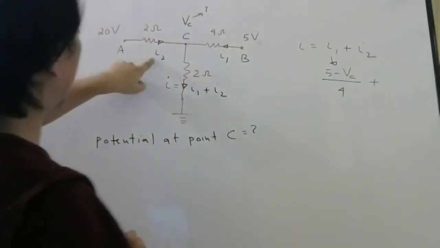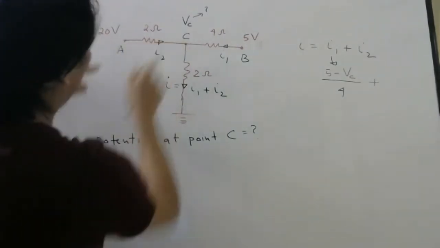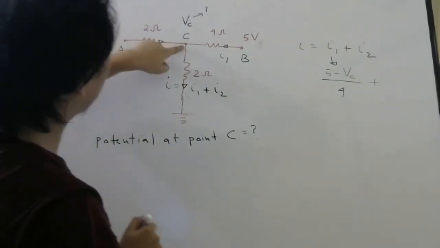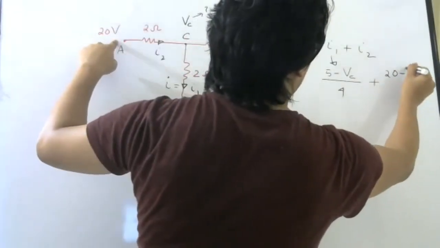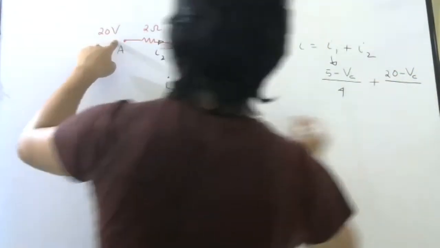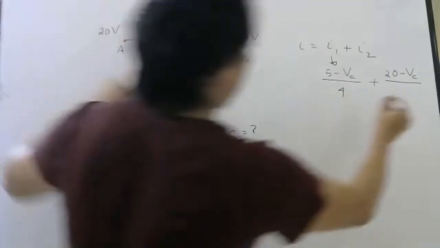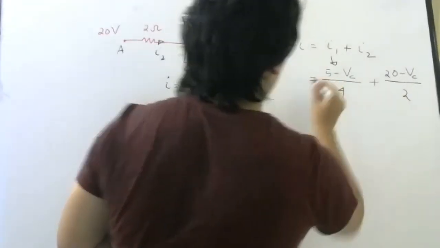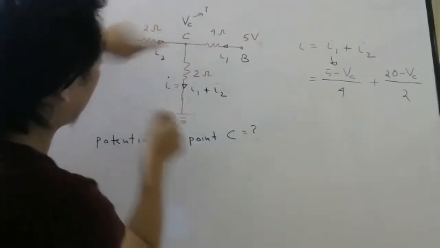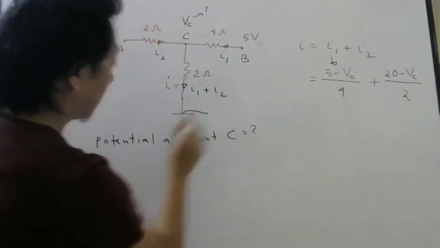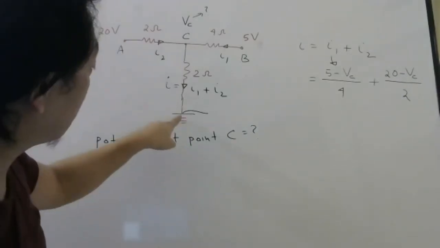Plus what will be I2? Since I am showing current this way, this is higher potential, this is lower potential. So how will I write? 20 minus VC divided by resistance. Resistance is 2 ohm. And this current, how can I write? This current. Potential difference here. What is the potential of this point? What is the potential of this point?